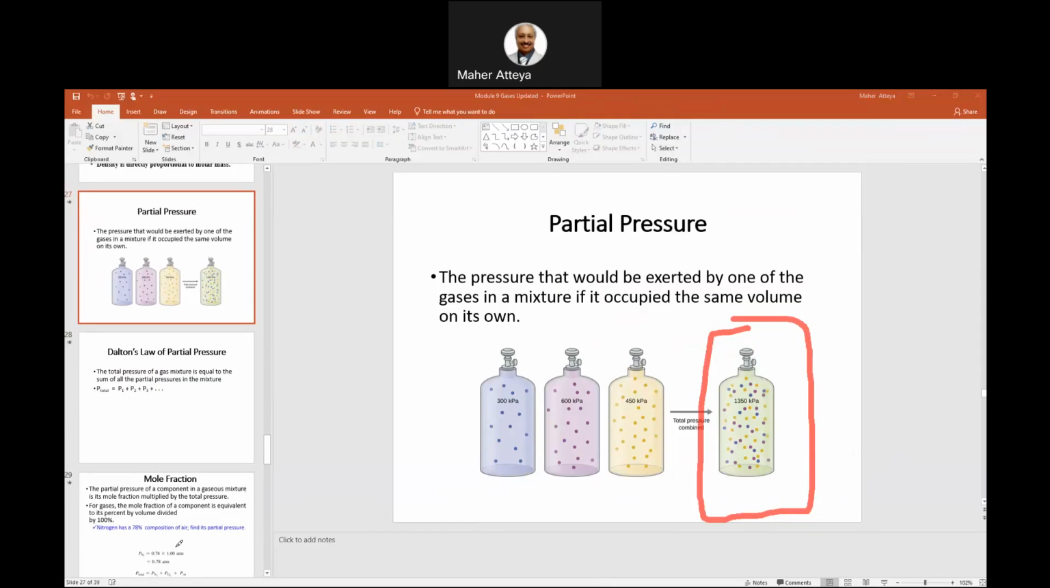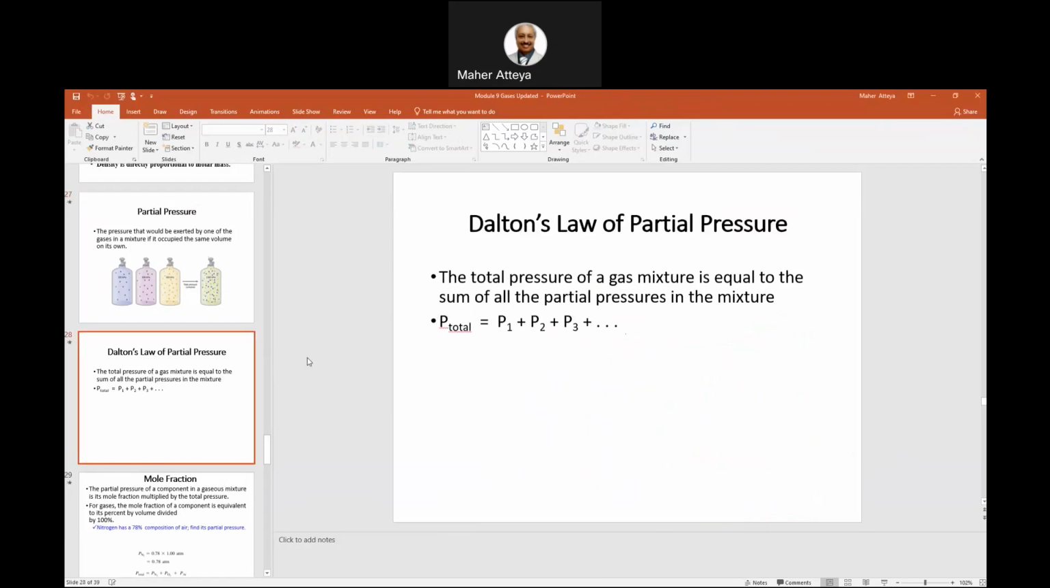So now, if you have 2 ATM in one container, and another fire extinguisher has maybe 10 ATM, and you mix them together, the sum will be 2 plus 10, which is 12 atm. Are you following me here? So the total pressure will be the sum of all the partial pressures of each container here. And that's what we call Dalton's law.